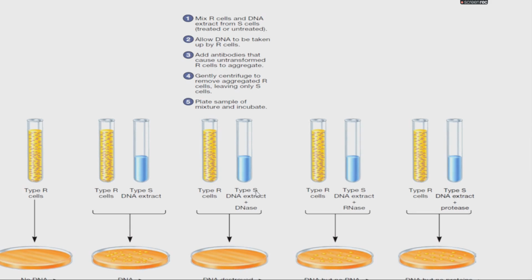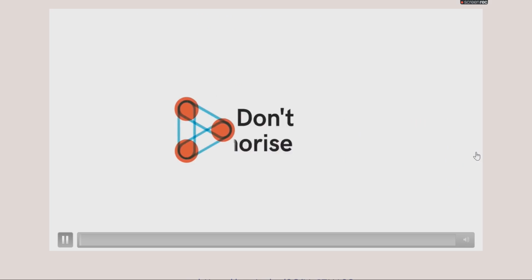Type R cell, type S DNA extract, and DNase enzyme. This DNase enzyme destroys the DNA molecule, so no transformation occurred. Similarly, type R cells and type S DNA extract with RNase enzyme added, transformation is observed. Similarly, live type R cells and type S DNA extract with protease enzyme added. Here the protein present in the S type DNA extract is destroyed, but transformation still occurred. So you can also observe a simple video which shows these two experiments.